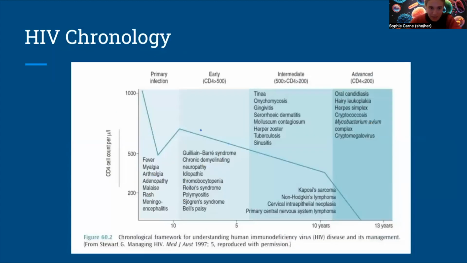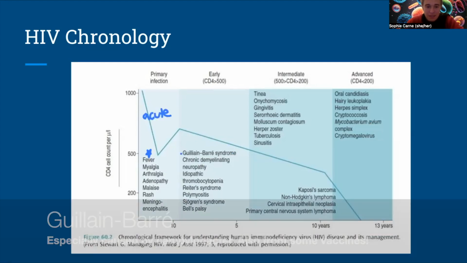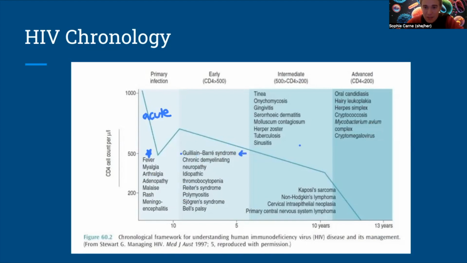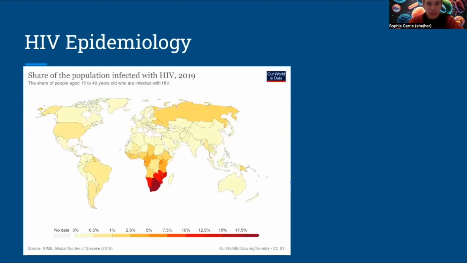So as your CD4 count declines and you become more immunocompromised, you're more likely to contract a range of different infections. At the start, you'll just maybe have a fever or arthralgia in that really acute phase. And then you can get things like Guillain-Barré, which you can get with any virus really. And then as you become more and more immunocompromised, you get AIDS-defining conditions such as Kaposi sarcoma, non-Hodgkin's lymphoma, all of these things here. This is the epidemiology, so really common in sub-Saharan Africa.